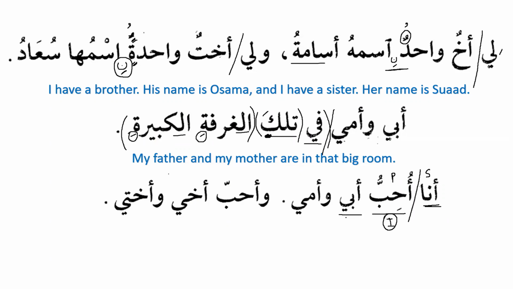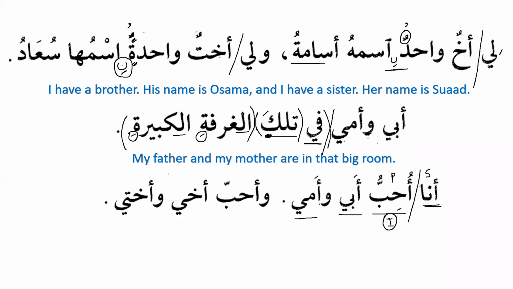Similarly, the ending of abi and ummi is mansub, but we can't see the ending over here. Why can't we see the ending over here? Because of ya al-mutakallim, and as we discussed, ya al-mutakallim hides everything. So that's why we can't see the ending of abi wa ummi. Ana uhibbu abi wa ummi. I love, and this is a present tense, fi'l al-mudari. I love my father and my mother.